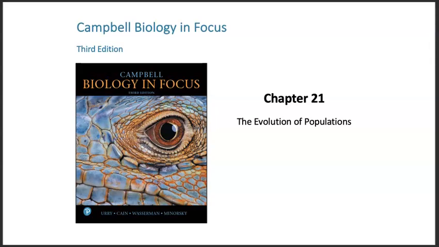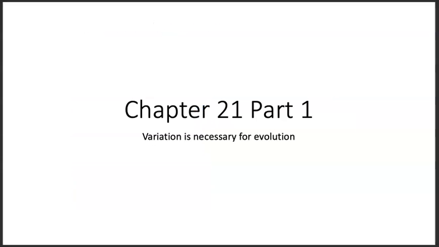Hi, and welcome to chapter 21. This chapter, we're going to learn all about how populations evolve. And of course, as usual, I've broken it down into several parts. Part 1, we're going to learn about how variation is absolutely necessary for evolution to occur.